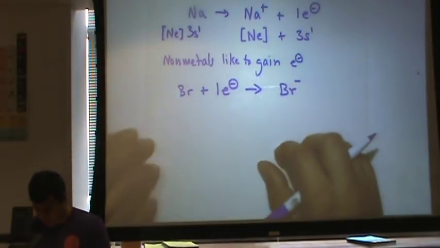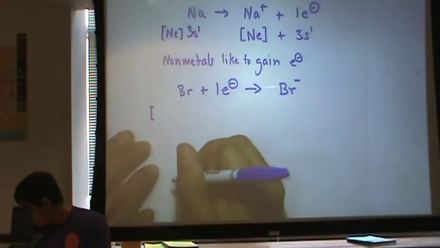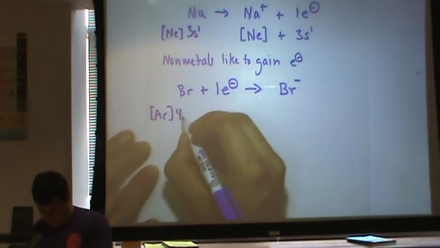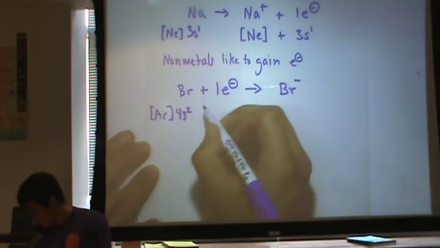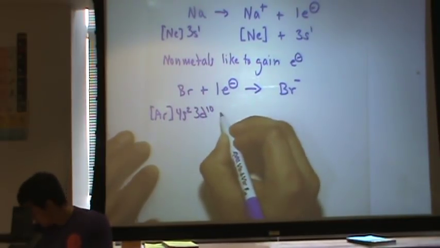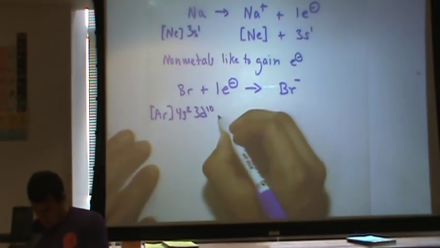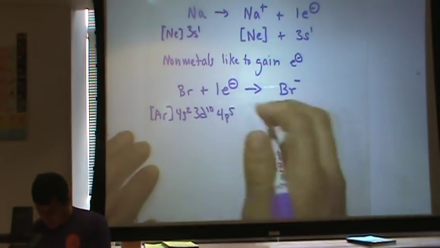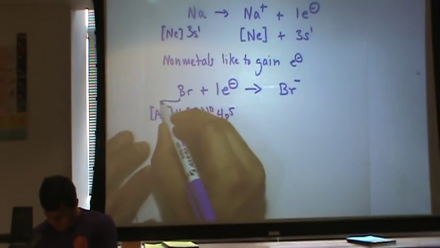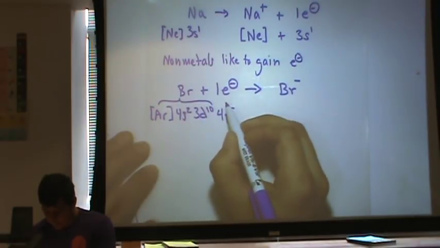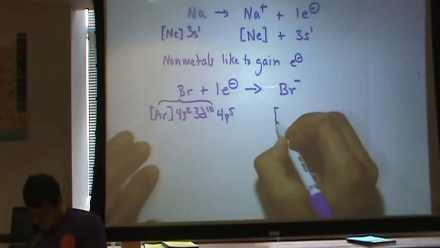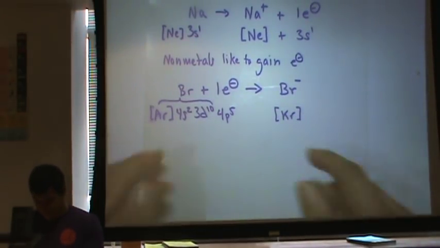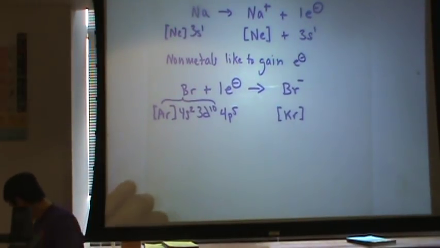So the electron configuration for bromine here, this is the noble gas configuration, is going to be argon, 4s2 3d10 4p5. We're going to add one electron, so this is for bromine here. By adding one electron, our configuration becomes krypton. So by adding that electron, it gains noble gas configuration.